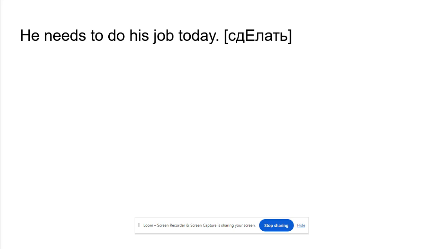So for now, I think just know that there is that distinction in Russian verbs between perfect and imperfect, and that we use imperfect to describe a process or to talk about a recurring process, and we use perfect to talk about an action that is to be completed. So this time, let's pretend that this is a job that has to be completed today.